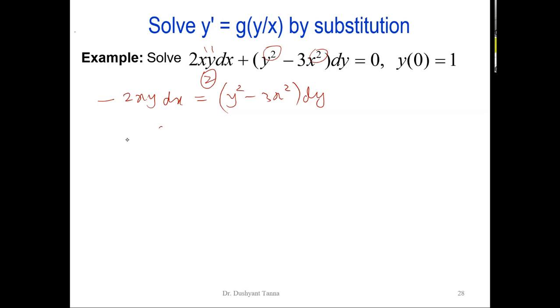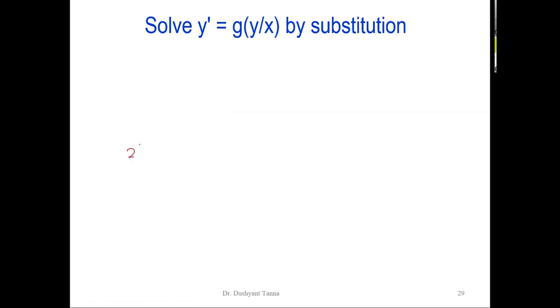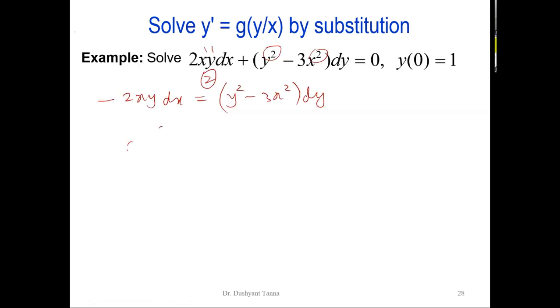So again, converting dy by dx. So 2xy over y squared minus 3x squared is equal to dy by dx. Okay. I'll take care of the minus sign first. So 2xy over 3x squared minus y squared is dy by dx.